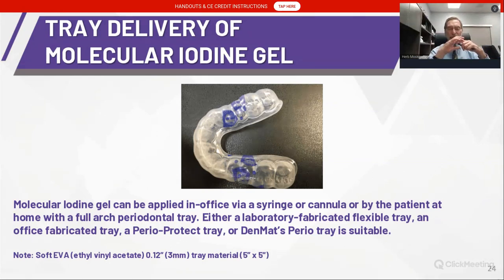So it can be used in periodontal trays, full arch trays for at-home use. The gel can be applied in office with a syringe and cannula for professional infusion in the gingival pockets, or patients can use this at home very effectively with a full arch periodontal tray. These trays can be either a laboratory fabricated flexible tray, which your own lab can construct, or your office can do it as a suck down tray. And if you're doing it in office, you use soft EVA material, ethyl vinyl acetate, 3 millimeter thickness.